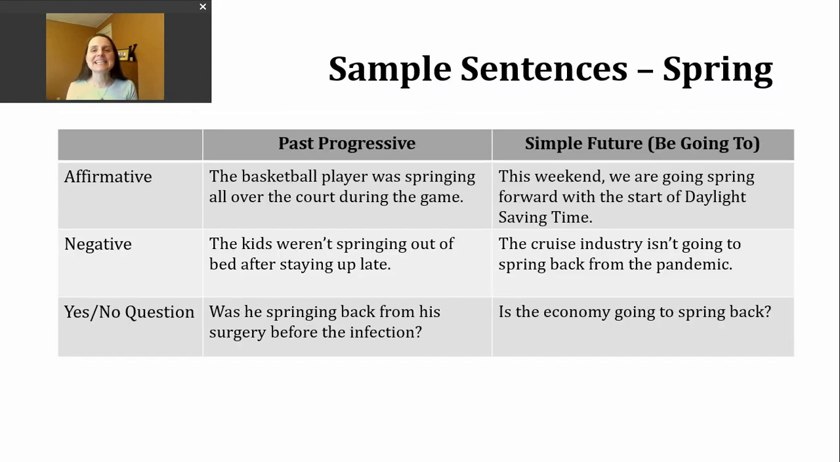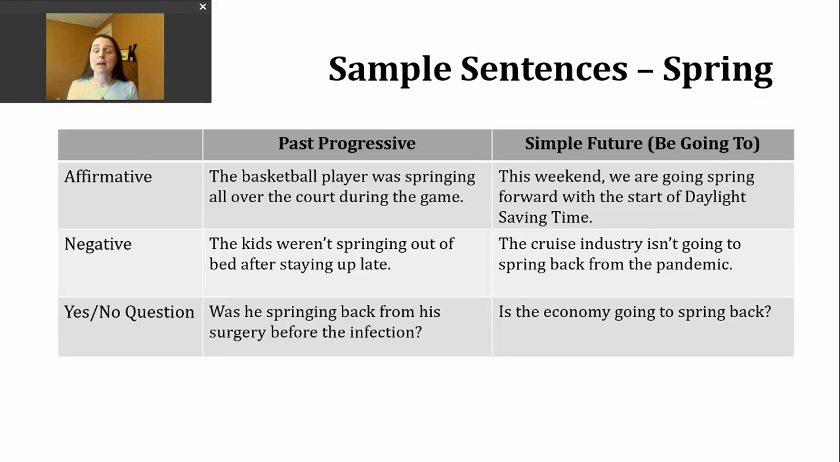Now, let's continue doing some practice with our verb spring. Today, we're going to focus on the past progressive and the simple future using be going to. Let's start with the past progressive. We generally use this verb tense to describe an action that was ongoing, could be over the course of a period of time. We might also show that one action was ongoing when another action interrupted. That interrupting action is generally in the simple past tense.